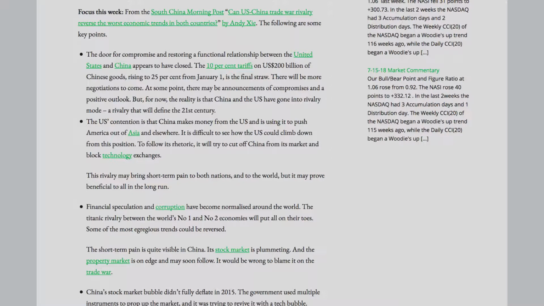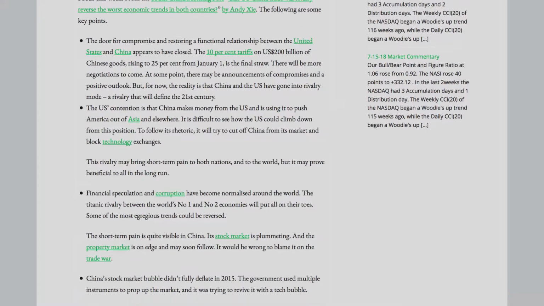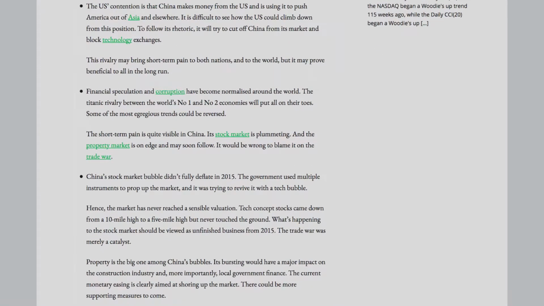There will be more negotiations to come. At some point, there may be announcements of compromises and a positive outlook. But for now, the reality is that China and the U.S. have gone into rivalry mode, a rivalry that will define the 21st century. The U.S.'s contention is that China makes money from the U.S.